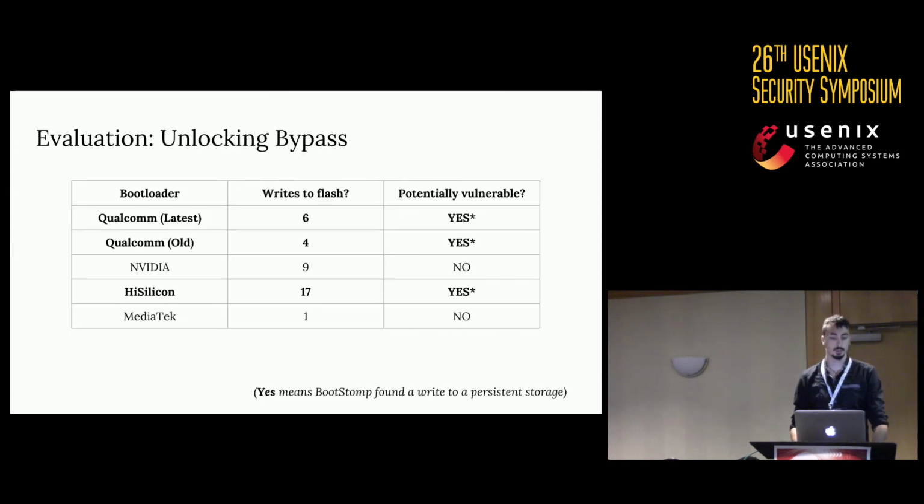We also ran an evaluation to see how good BootStomp was at finding a locking bypass. We got 3 warnings, 2 for Qualcomm and 1 for Huawei. Now, these results don't mean that they're actually exploitable. It means that the locking procedure of these devices at some point is going to write to the hard drive.